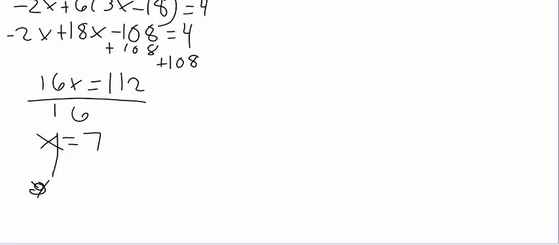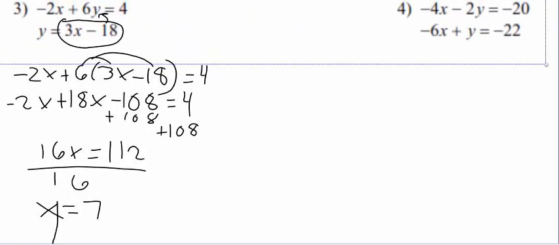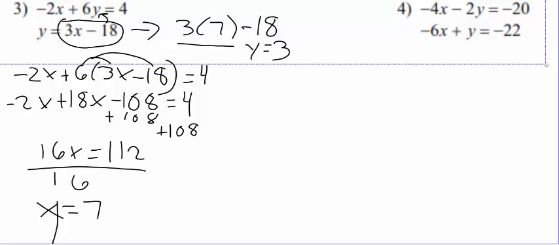Then we got to figure out y. So now if we want to find y, we can just come back up here and plug x in. So x is 7. So we got 3 times 7 minus 18. Well, 3 times 7 is 21. 21 minus 18 is 3. So y equals 3. So that means these two lines intersect at 7, comma, 3. So there's going to be a problem. It's going to involve substitution.